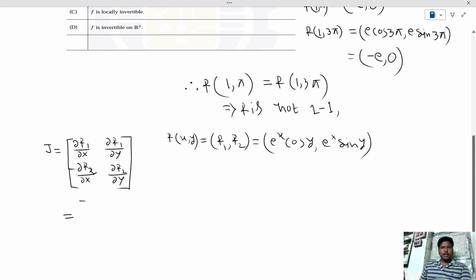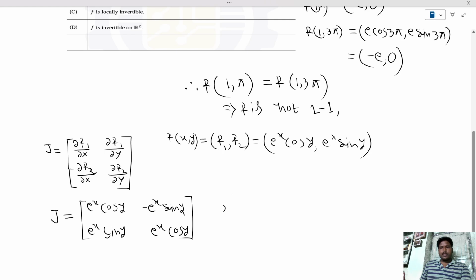सो अगर कैलकुलेट करें हम लोग को क्या मिलेगा? डेल f1 बाई डेल x means e to the power x cos y, and del f1 by del y gives minus e to the power x sin y. And del f2 by del x means e to the power x sin y and del f2 by del y is e to the power x cos y. Okay, so this is the Jacobian matrix.